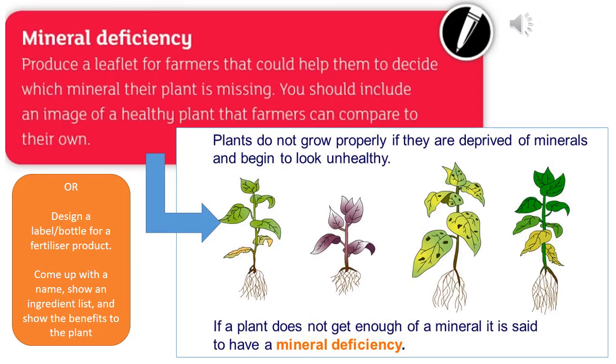Okay, and this is what I would like you to do, Year 8. You have got an option here. You can do one of 2 things. I don't want you to do both, just choose one, and I only want you to spend about 10 minutes doing this. You can either make a leaflet for farmers that could help them to decide which mineral their plant is missing. You should include an image of a healthy plant that farmers can compare to one of their own. So you can draw an unhealthy plant and a healthy plant and show them which mineral is missing.